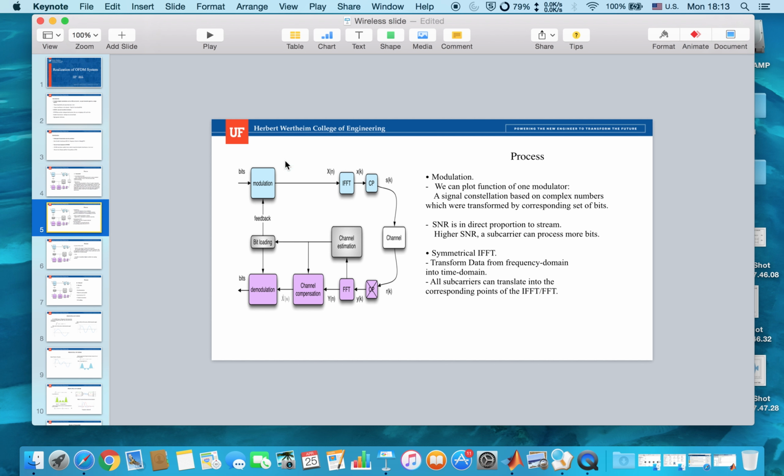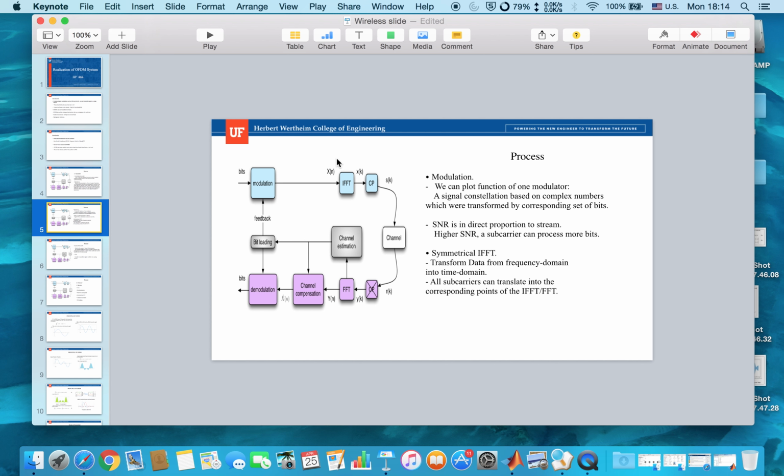And then we have the modulation part. We can plot the function of the modulator, a signal constellation-based complex number which is transformed from the corresponding set of bits. Especially, SNR is directly proportional to the bit streams. Higher SNR means the subcarrier can process more bits.